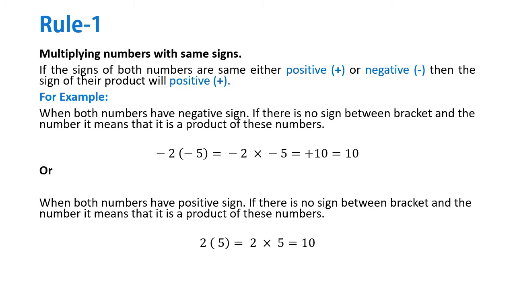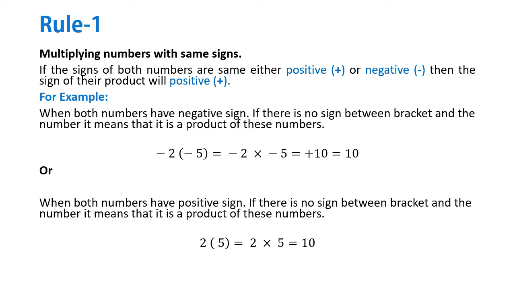Rule 1. Multiplying numbers with same signs. If the signs of both numbers are same, either positive or negative, then the sign of their product will be positive. For example, when both numbers have negative sign, if there is no sign between bracket and the number, it means that it is a product of these numbers. -2(-5) = -2 multiply by -5 = 10.